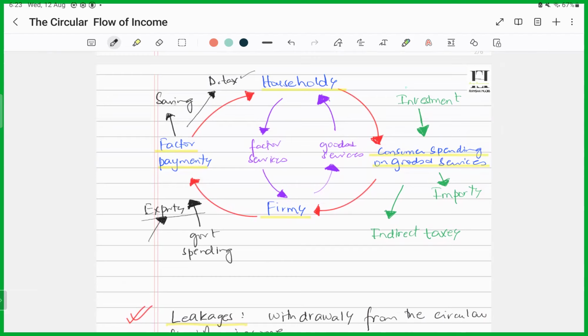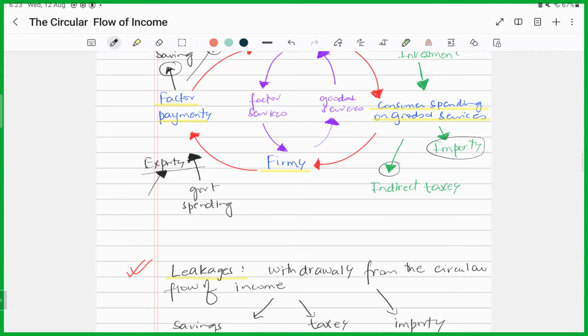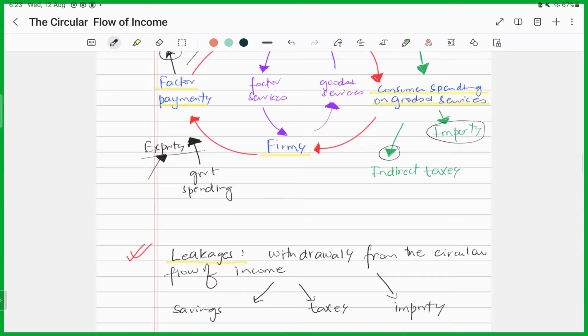See, look at the arrow of the savings. It's moving away from the circular flow of income. Look at the arrow for the direct taxes and the indirect tax over here. And similarly for the imports. What is happening? It's moving away from the circular flow. So that means that these are withdrawals from the circular flow of income. Now, again, an opposite term to these leakages is what? It's injections. Now, what do you mean by injections?